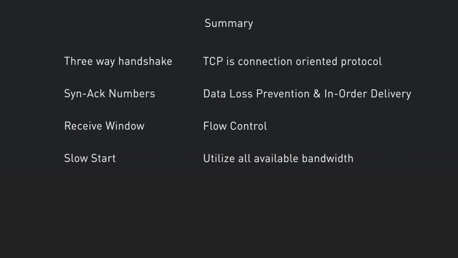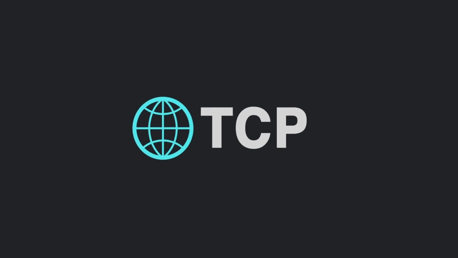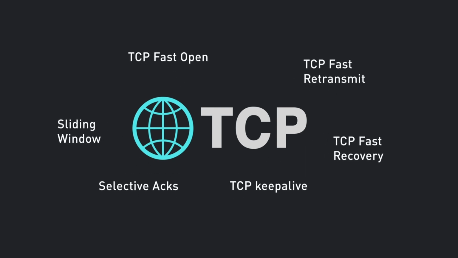Similarly, the slow start mechanism transfers data slowly at first and then grows exponentially to utilize the available link bandwidth. Congestion avoidance tries to minimize the packet loss. And finally, in the TCP header itself, we have a checksum field that checks if the data is corrupted or not. TCP is really complex, and some examples in this video were simplified to explain the concept in an easier way. There are still many nitty-gritty features that we haven't talked about.